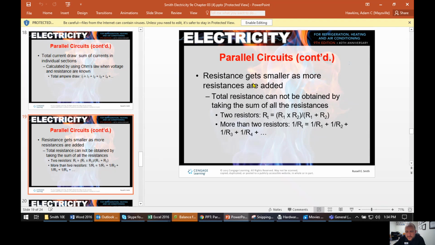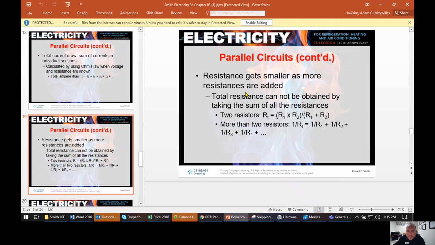Resistance gets smaller as more resistances are added. Total resistance cannot be obtained by taking the sum of all resistances like we did before. So this one's kind of weird, and this is probably the hardest one. This is where we have to use some different formulas, and we use one called the reciprocal formula, and I'll show you how to do that in class, but it's a little bit complicated. But if you have a calculator and you know how to use it, it's not bad.